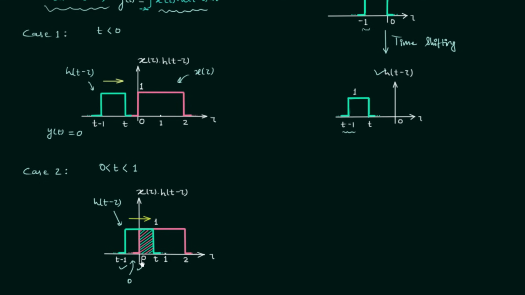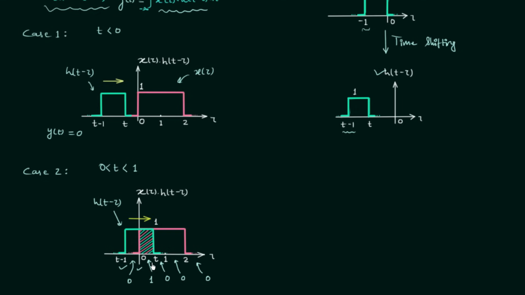In this interval from 0 to t, the multiplication is equal to 1 because x(tau) is equal to 1 and h(t minus tau) is also equal to 1. After this, from t to 1, you can see x(tau) is 1 but h(t minus tau) is 0, so the multiplication is again equal to 0, and from 1 to 2 again multiplication is 0, and from 2 to infinity multiplication is equal to 0. So the multiplication is non-zero only between 0 to t.